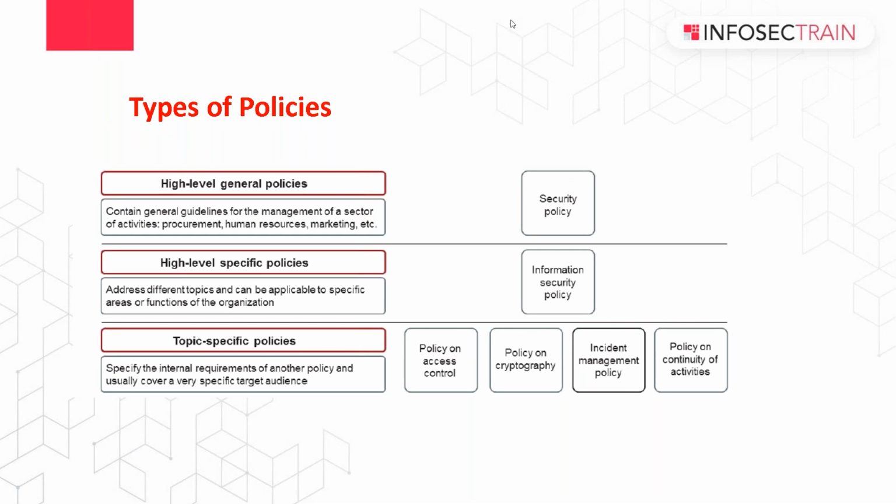Okay, so these are the certain types. First is your high level general policy, then we have high level specific policy, then we have topic specific policy. So generally we have three levels of policy within the organization. High level general policy is what? It is giving you a general framework.